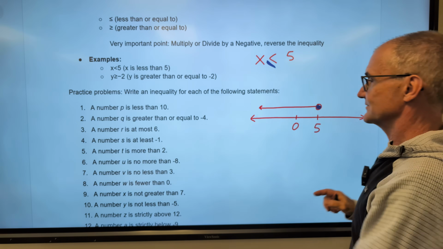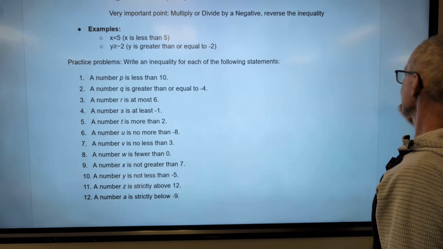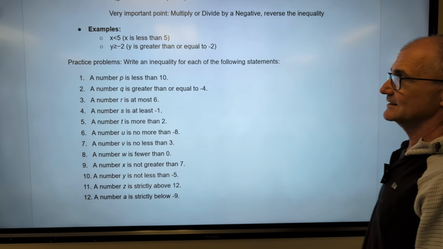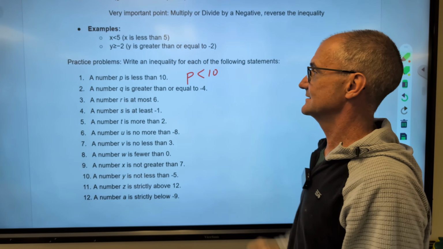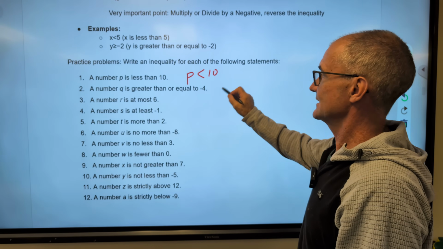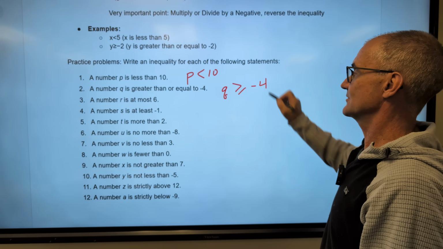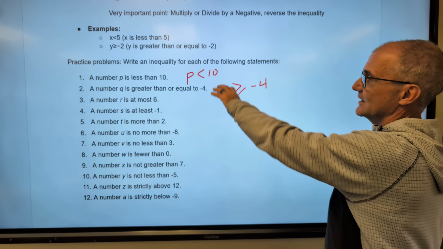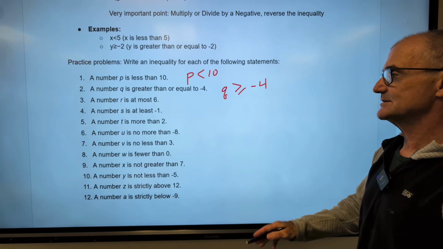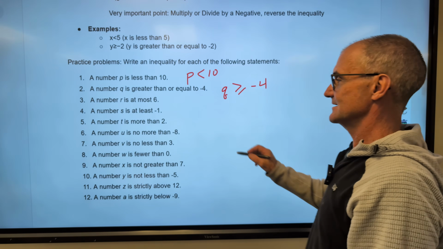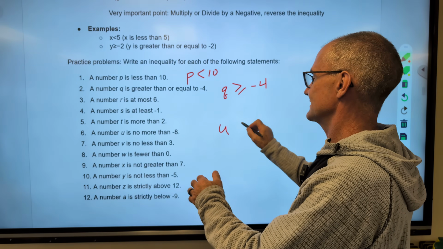So let's go ahead and convert a lot of these words right here to inequalities. A number p is less than 10. A number q is greater than or equal to -4, like 0 or 100. A number u is no more than -8.